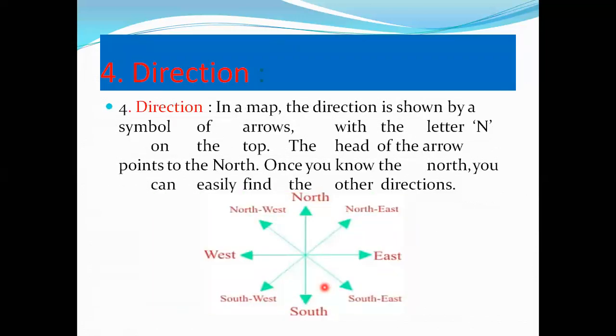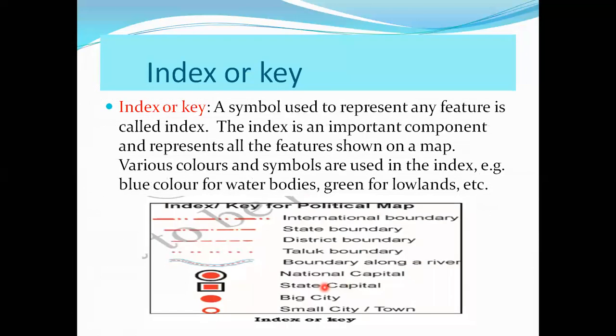Next, directions. Direction on a map is shown by symbols. On the map we can see an arrow with the letter N. Children, if you find the north, you can easily find the other directions. How many directions are there? Mainly four directions: north, south, east, west, and also northeast, southeast, southwest, and northwest. With the help of the map we can understand these.